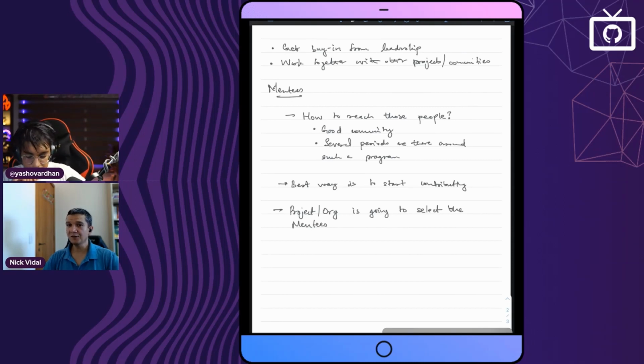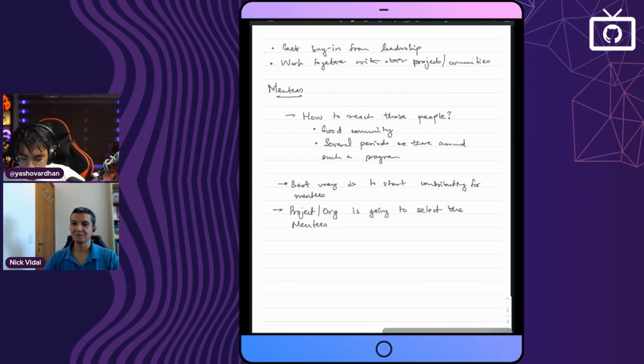And even if for some reason they don't get selected, if, for example, the organization doesn't have enough mentorship to receive that person, even so, they will have created a portfolio of contributions, and this will help them to find another opportunity. So that's my recommendation for the mentees and potential mentees.